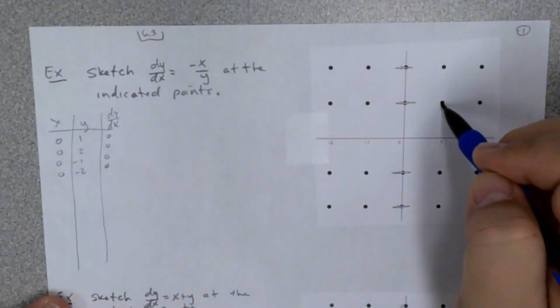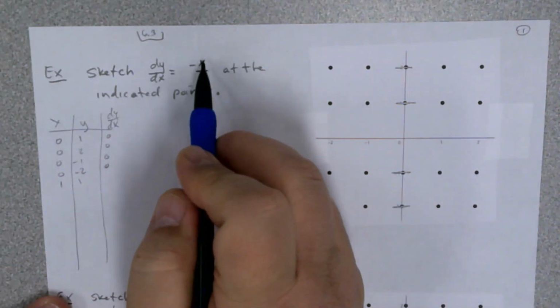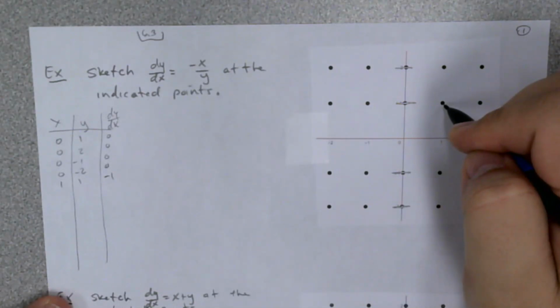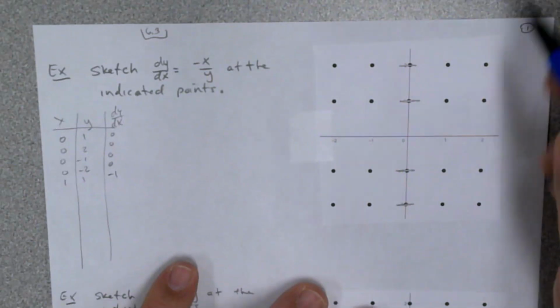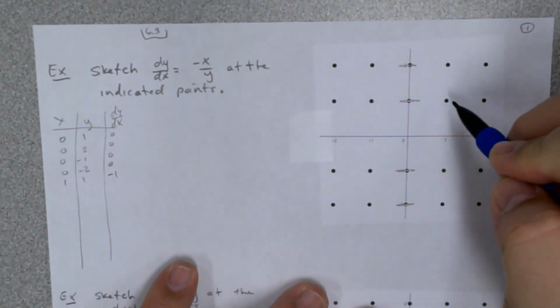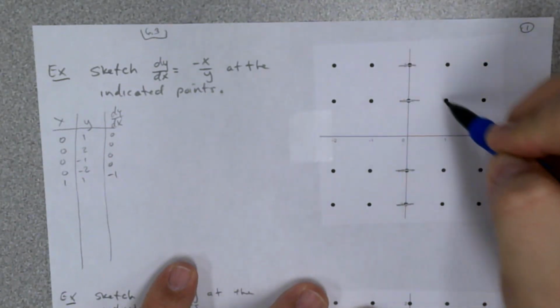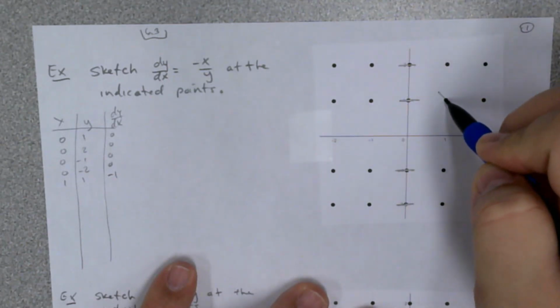This is the point (1, 1). If I plug in (1, 1), then I'm going to get negative 1 over 1, which is negative 1. So this point has a negative 1 slope. So here's how I do it. A slope of negative 1 is down 1 over 1. So just visualize the line segment here, just like that, and then draw the segment.